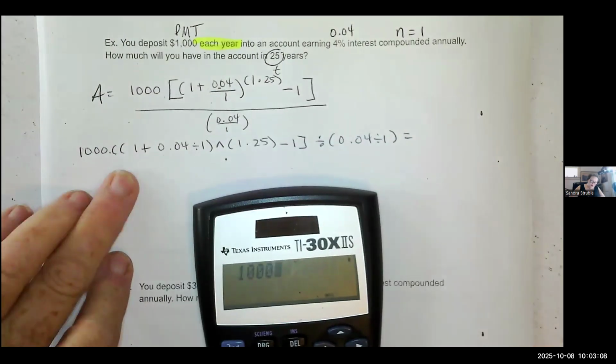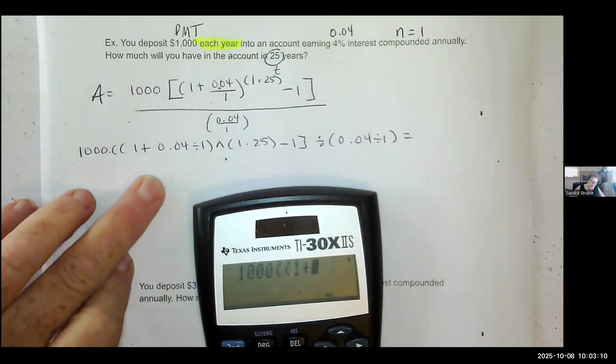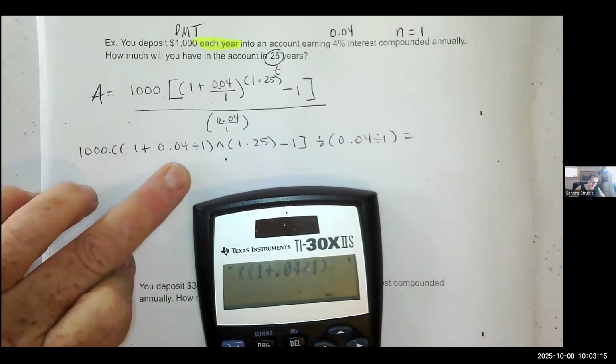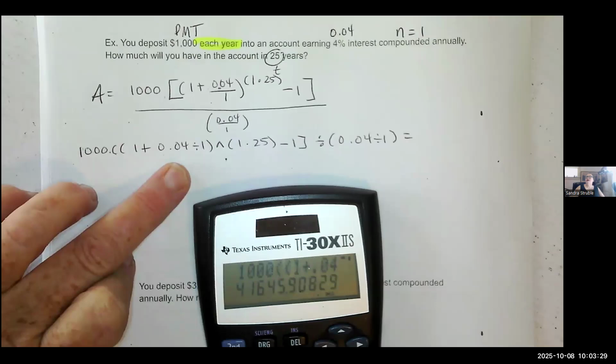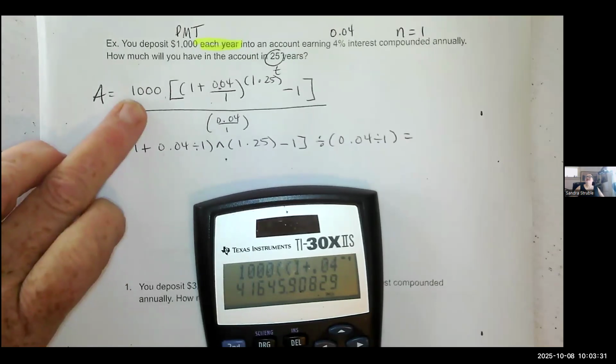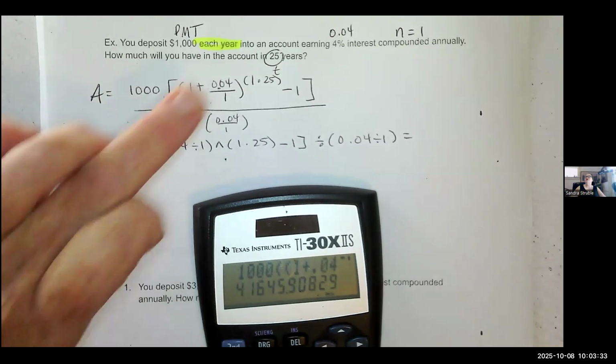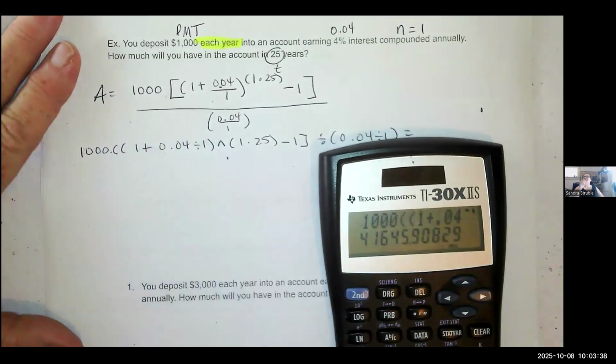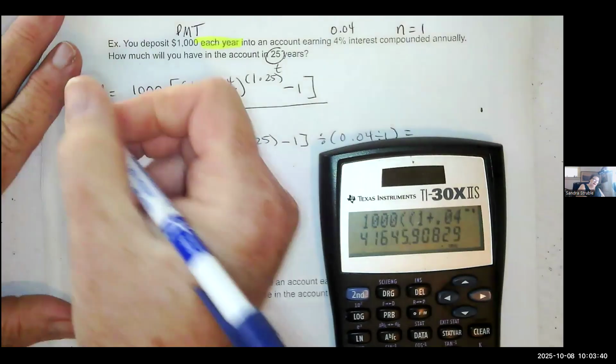1,000, open, 1 plus, 0.04 divided by 1, close, caret, open, 1 times 25, close, minus 1, close, divided by open, 0.04 divided by 1, close, equals. And so you will have, after putting $1,000 in the account each year for 25 years, you will have $41,645.91. Always go to the second decimal place.